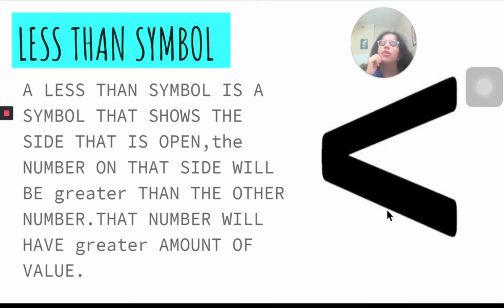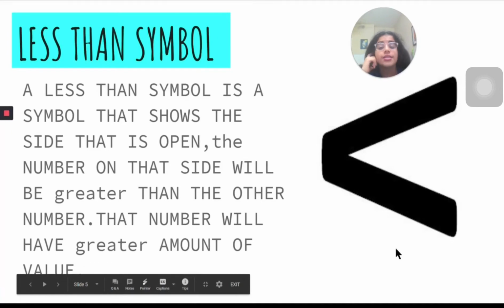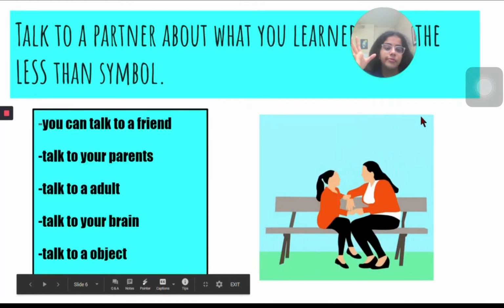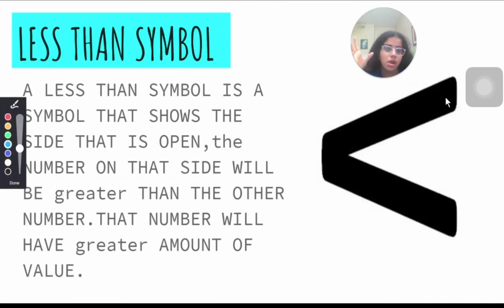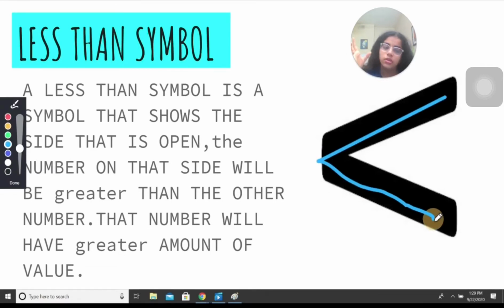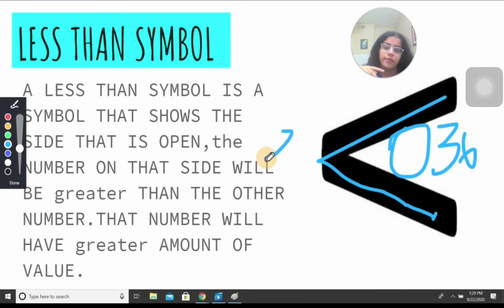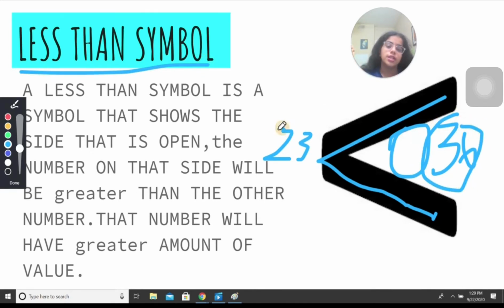A less than symbol is a symbol that shows the side that is open. The number on the side will be the greater number. As I said, if this side is open, and there's a 36 over here and a 23 over here, we would have a less than symbol because 36 is greater than 23.